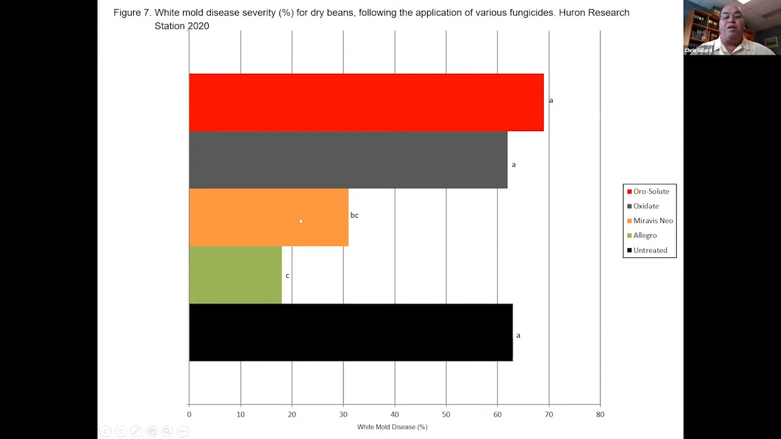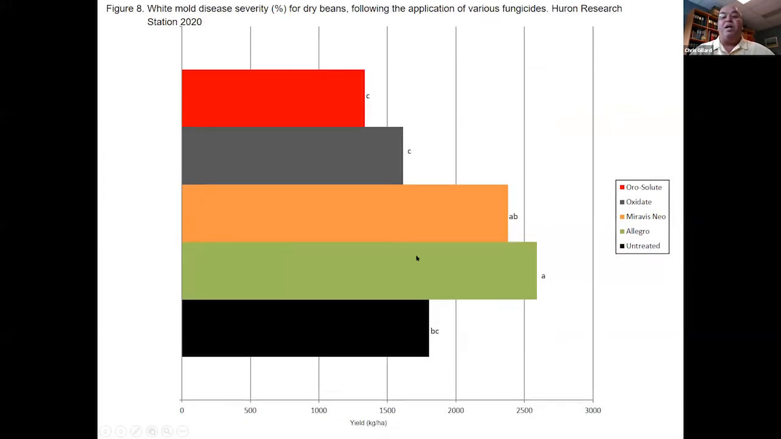We're getting some activity out of Mirabis Neo, nothing out of Oxidate or Oral Solute at quite high disease pressure. So we're up in that 60% range again. So we're able to separate treatments out nicely. If you look at yield, yield between Allegro and Mirabis Neo are similar. Yield for the other two products are similar to the untreated control. In fact, we're numerically slightly worse.